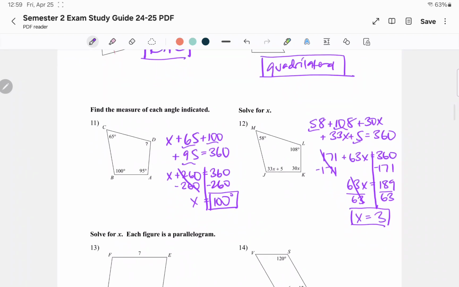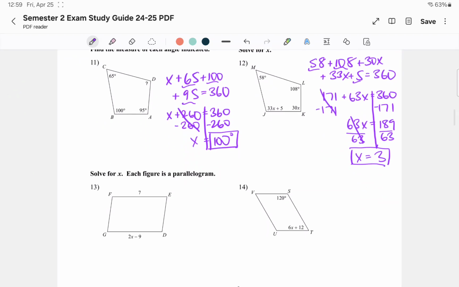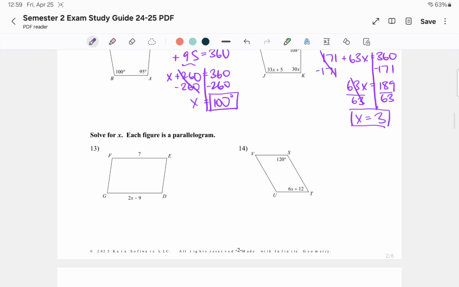All right, moving on to number 13. Again, you can always reference the digital notebook to help you if you forget that it adds up to 360. But with 13 and 14, these are more just parallelogram properties, so you can look that up. This property is that opposite sides of a parallelogram are equal to each other. So it's just 2x minus 9 is equal to 7. I'm going to solve for x by adding 9. I get 2x is equal to 16. I'm going to divide both sides by 2, and x is equal to 8.